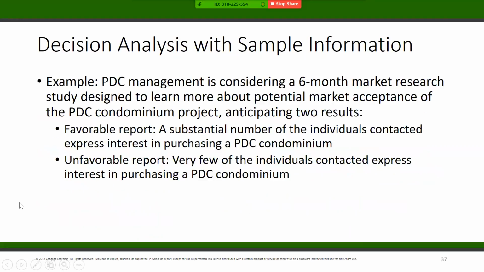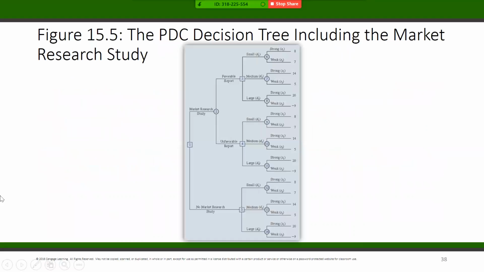For example, the PDC management is considering a 6-month market research study designed to learn more about potential market acceptance of the PDC condominium project, anticipating 2 results. A favorable report: a substantial number of the individuals contacted express interest in purchasing a PDC condominium. An unfavorable report: very few of the individuals contacted express interest in purchasing a PDC condominium.